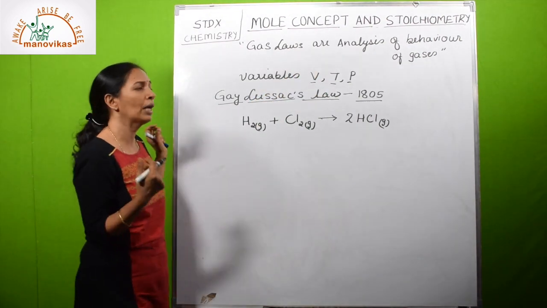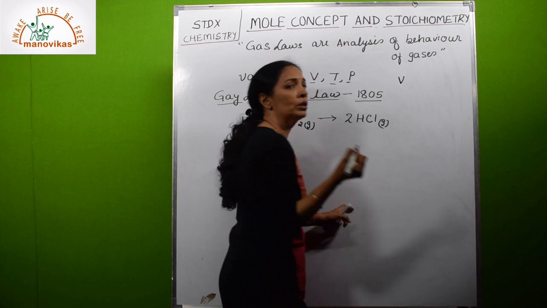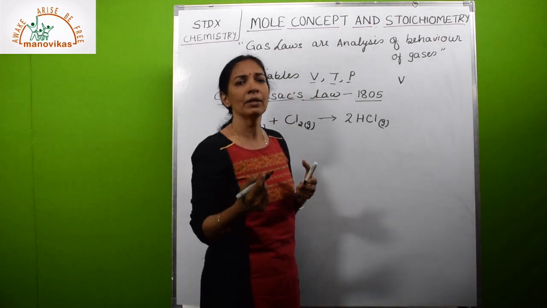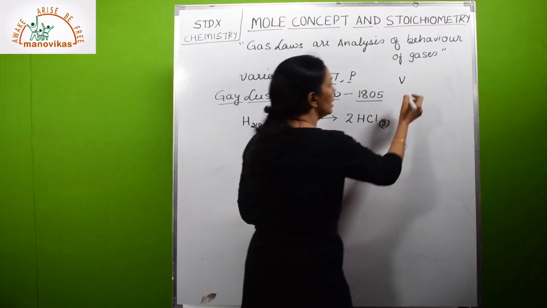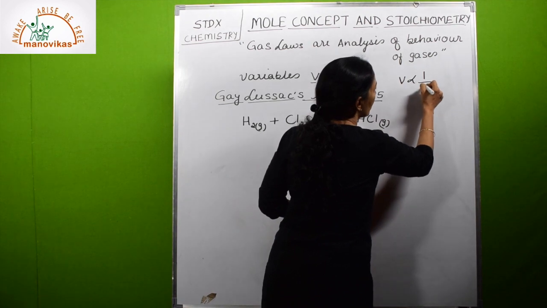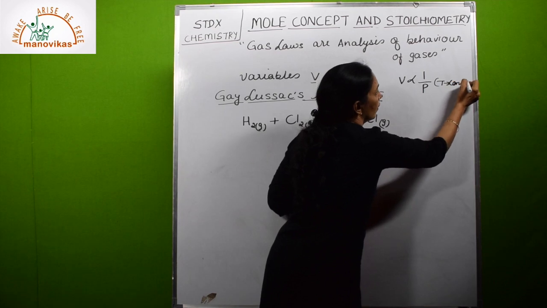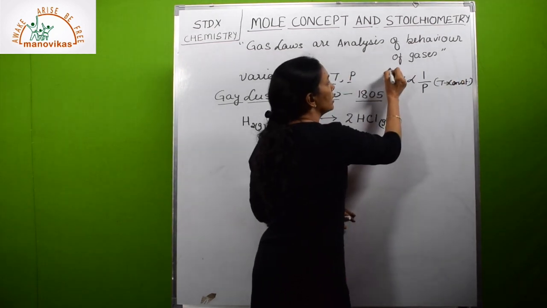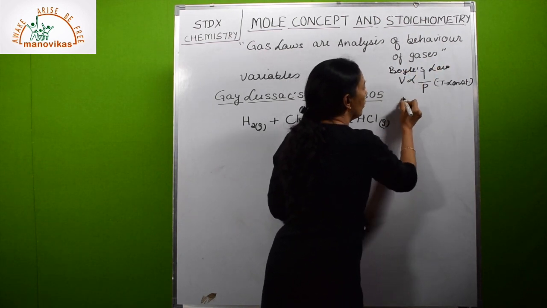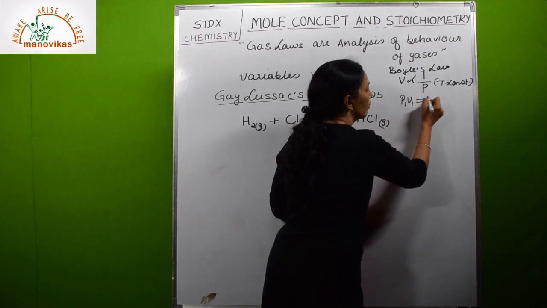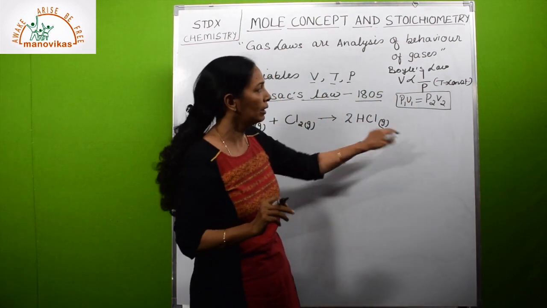So this is how these variables are interrelated. According to Boyle's law, which we have studied, the volume of an enclosed mass of a dry gas is inversely proportional to pressure, provided temperature remains constant. So when temperature is constant, volume is inversely proportional to pressure. This is Boyle's law. So we came to a conclusion, P1 V1 is equal to P2 V2. This is the expression for Boyle's law. This was done in 9th standard.